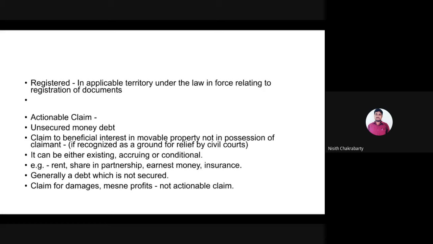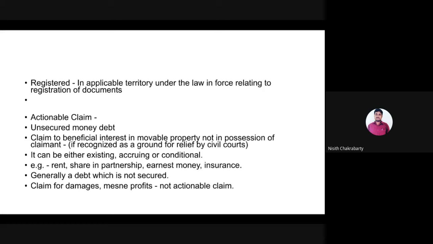And the second part of the definition says that it's a claim to any beneficial interest in a movable property not in the possession of the claimant. And when I say not in the possession of the claimant, I mean to say that it is not in the actual or constructive possession. Now we'll know what is actual and what is constructive possession.